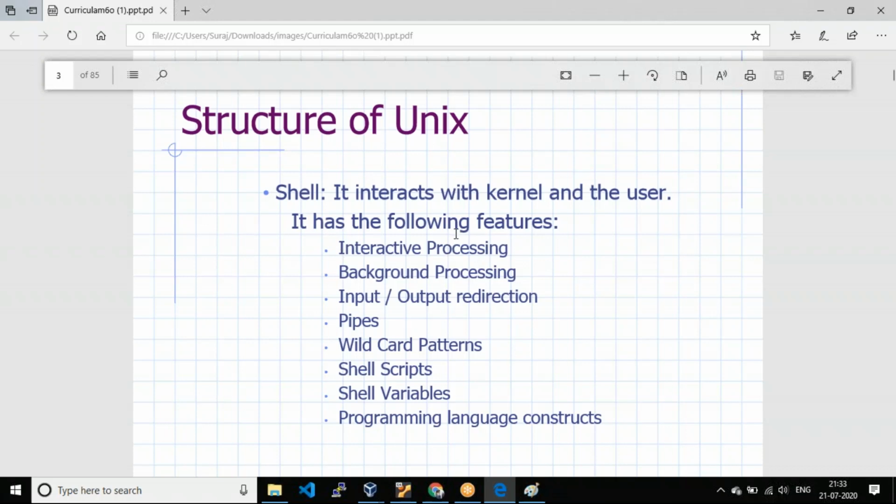So these are what we are going to learn in the shell: what is interactive processing, what is background processing, how we can redirect the input and output, what are pipes, what are wildcard patterns. So we will talk about these things.